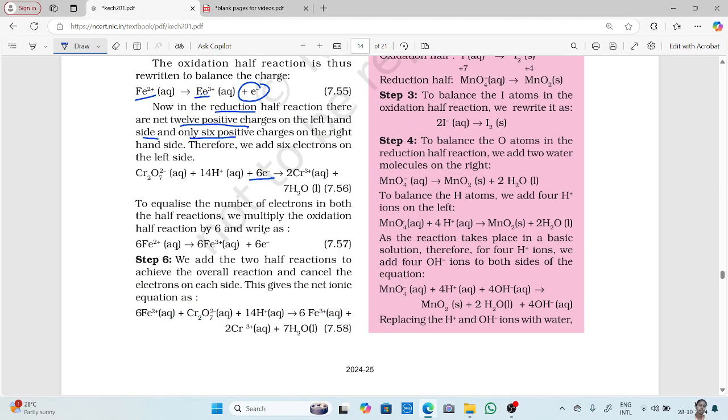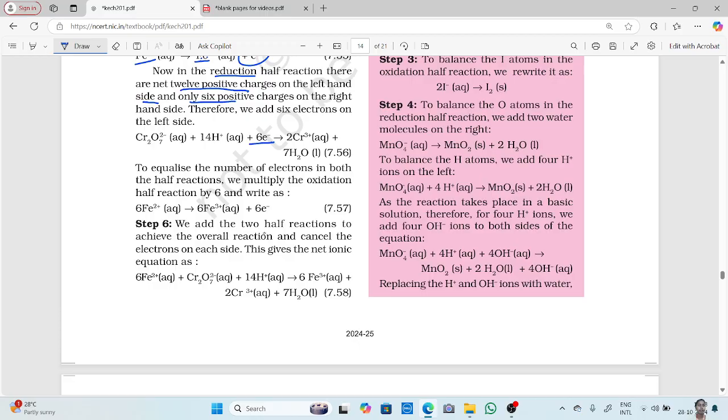Okay, so you have to multiply them overall by 6. So you will have 12. So now we will rewrite the equation. Here, if we rewrite the equation, what will happen is: first this reaction, second this reaction.